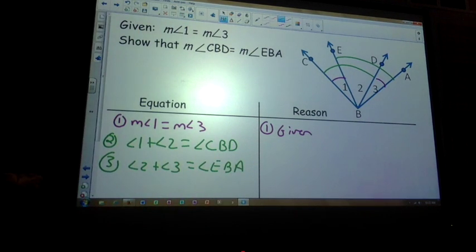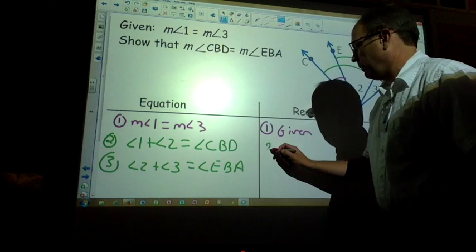What did I do with each of those? What did I just add together? Angles. So both of these are the same. Angle addition.